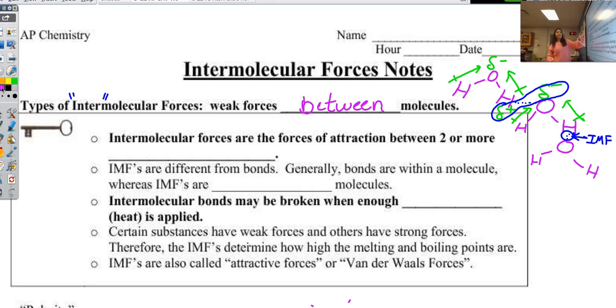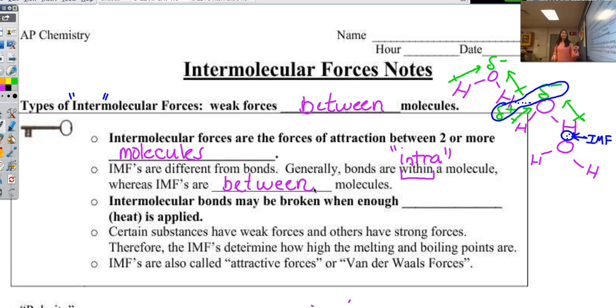Intermolecular forces are the forces of attraction between 2 or more molecules. IMFs are different from bonds. Generally, bonds are within a molecule. When they are within, they don't call them inter, they call them intra. So that would be intramolecular instead. Whereas IMFs are going to be between.